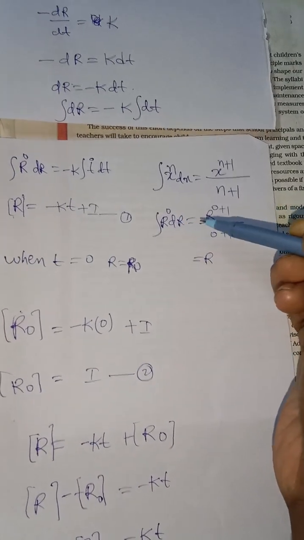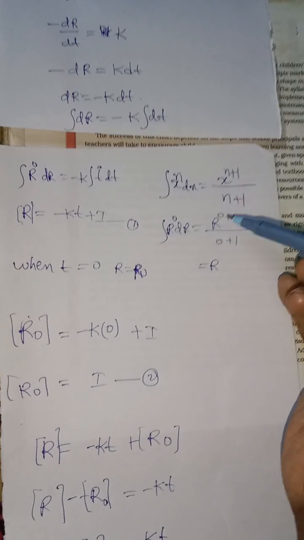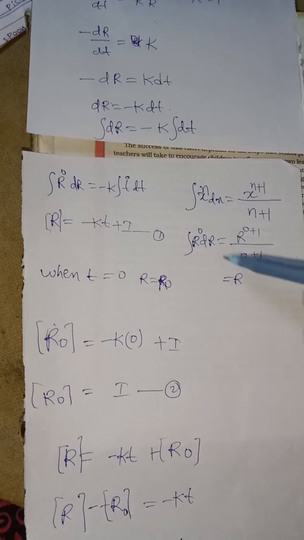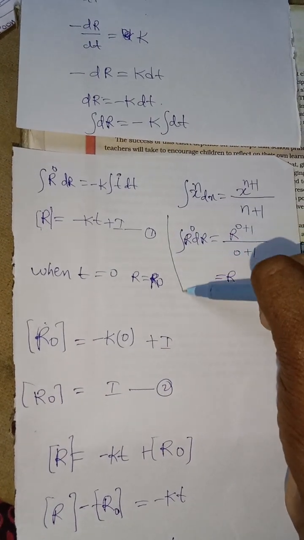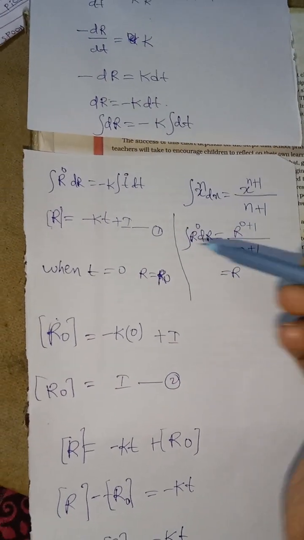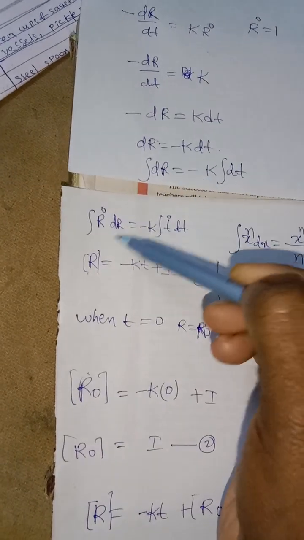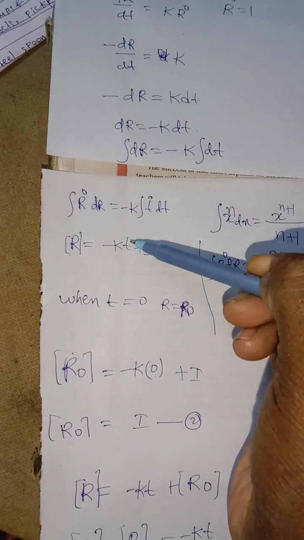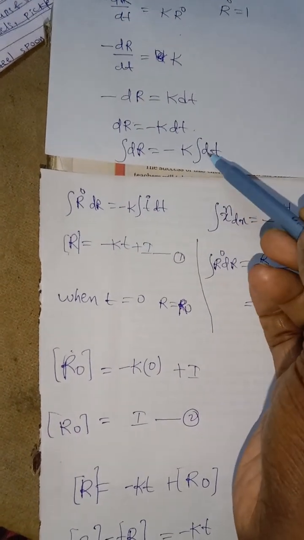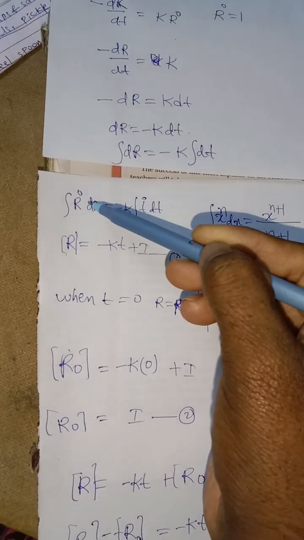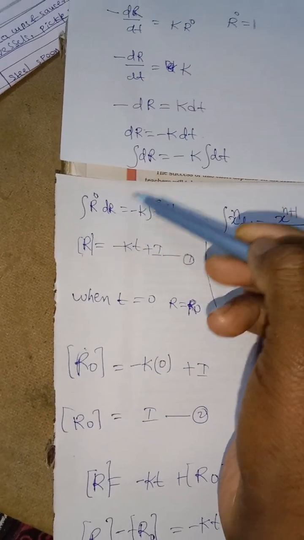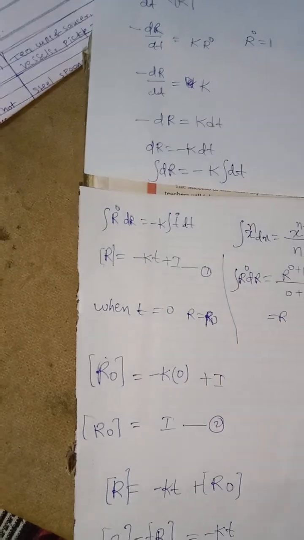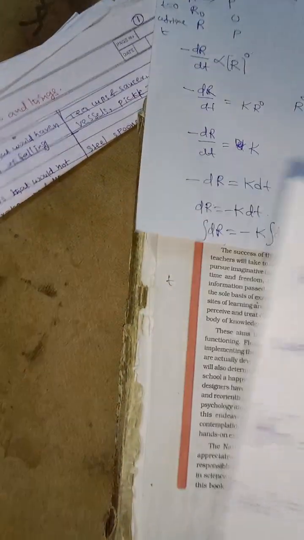Apply this formula to the expression: integration R power 0 dR equals R power 0 plus 1 divided by 0 plus 1. Simplify it and it becomes R. Integration dR is nothing but R. Similarly, integration dt is nothing but t. So this expression becomes R equals minus kt plus I, where I is the integration constant.